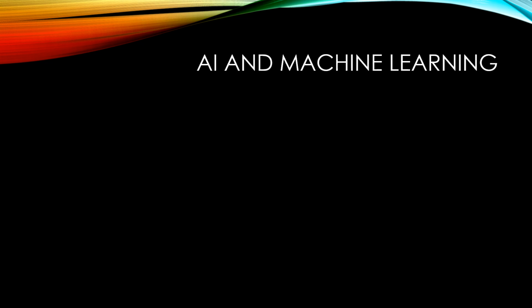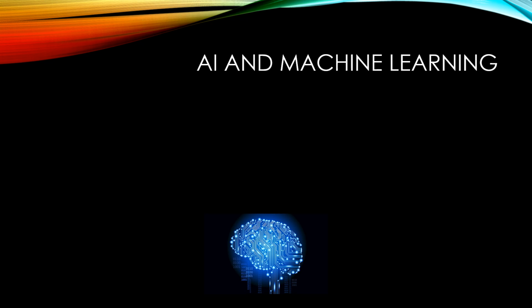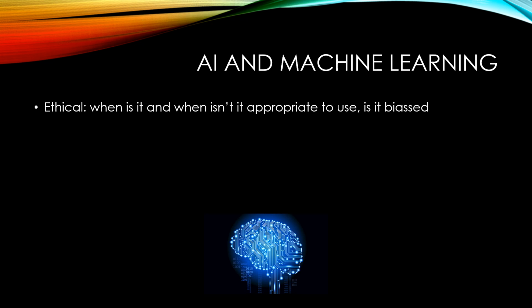If we look at AI and machine learning, in terms of ethical considerations, we could think about when is it and when isn't it appropriate to use AI. We could consider whether it's biased and whether it's having an effect on bias in society. In terms of legal considerations, what data is it trained on? Has it been fairly obtained? Or are there possibly copyright concerns? Is it discriminatory? And who's to blame if it turns out that an AI system is discriminatory?